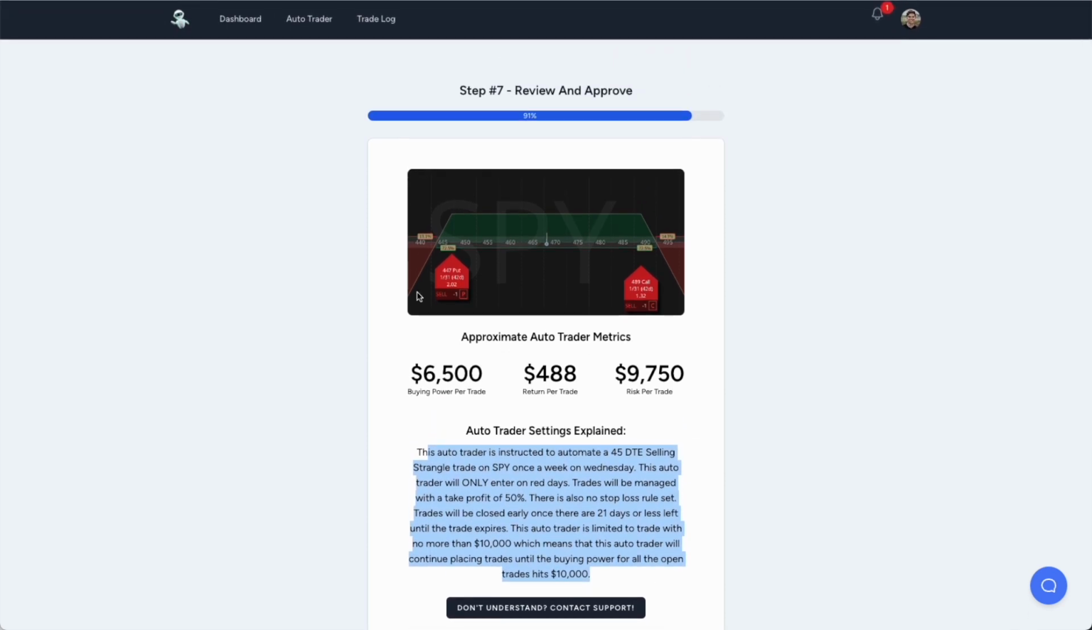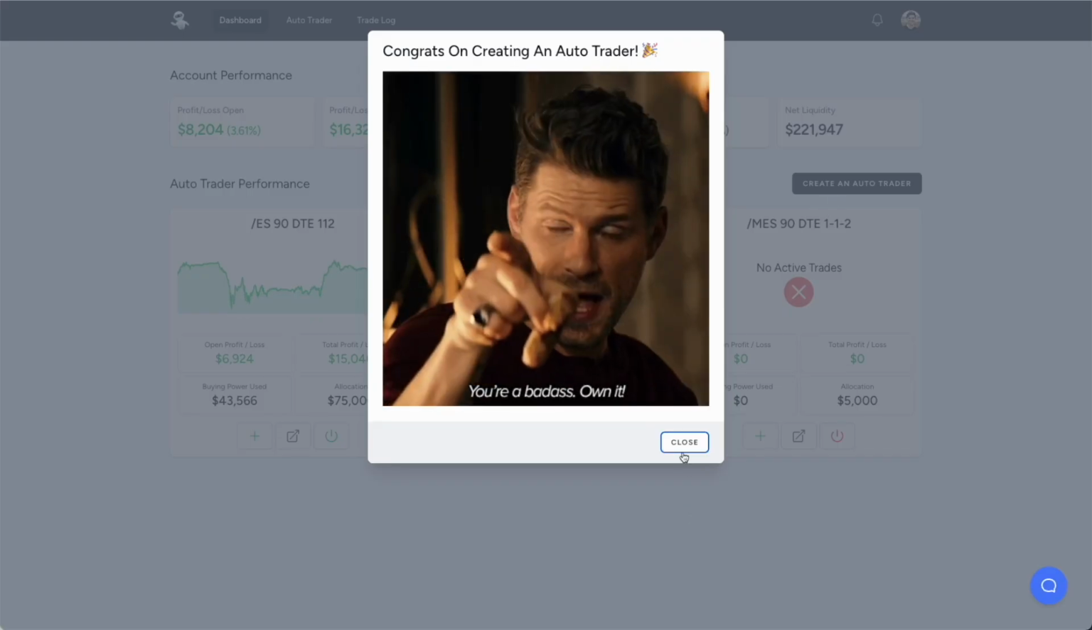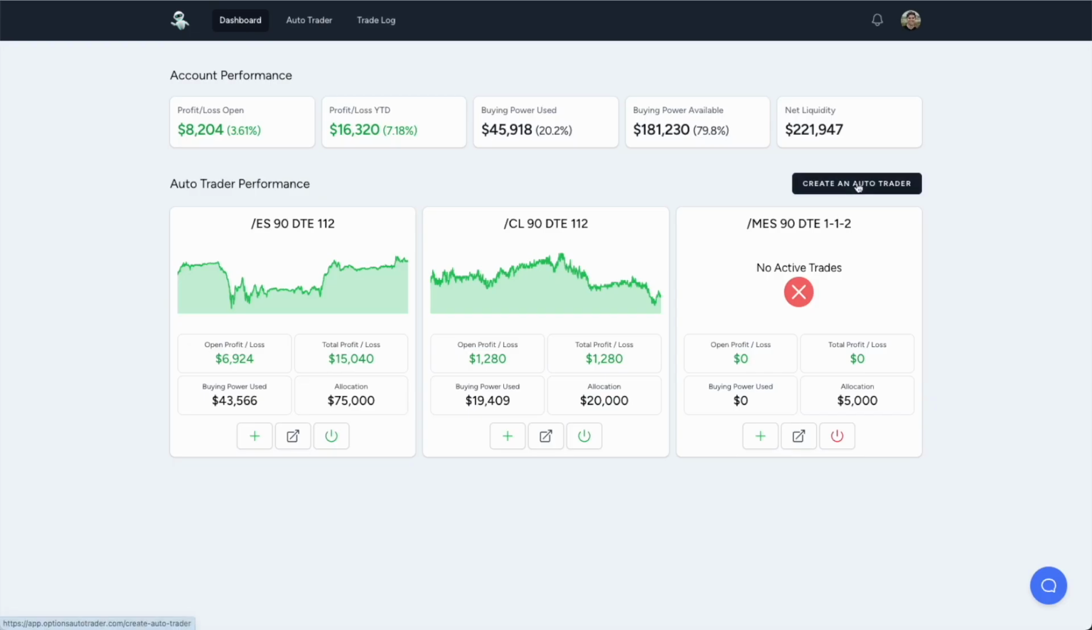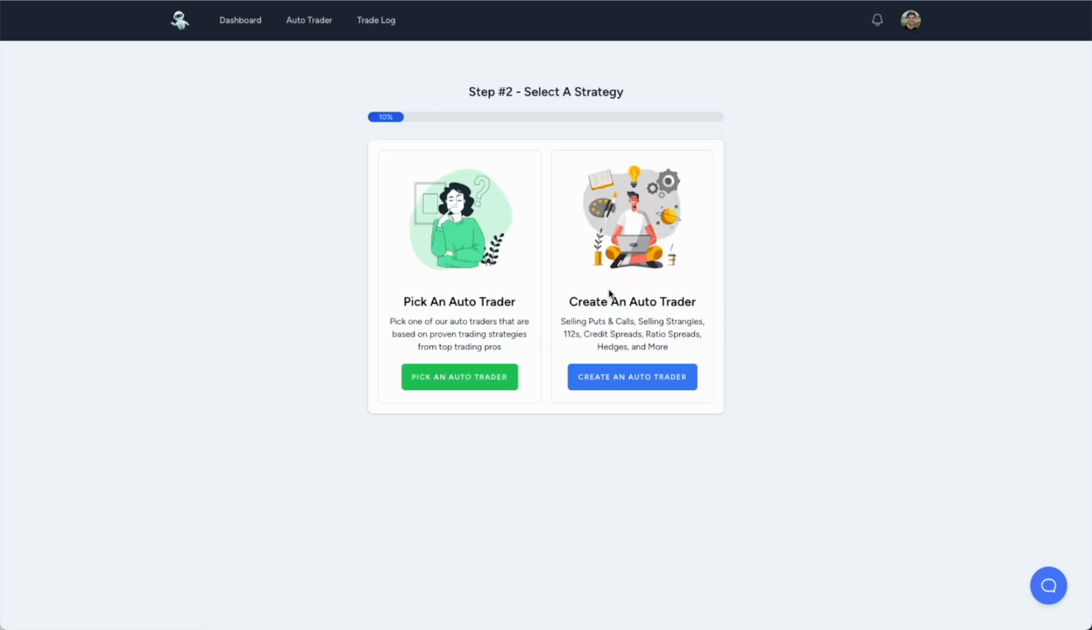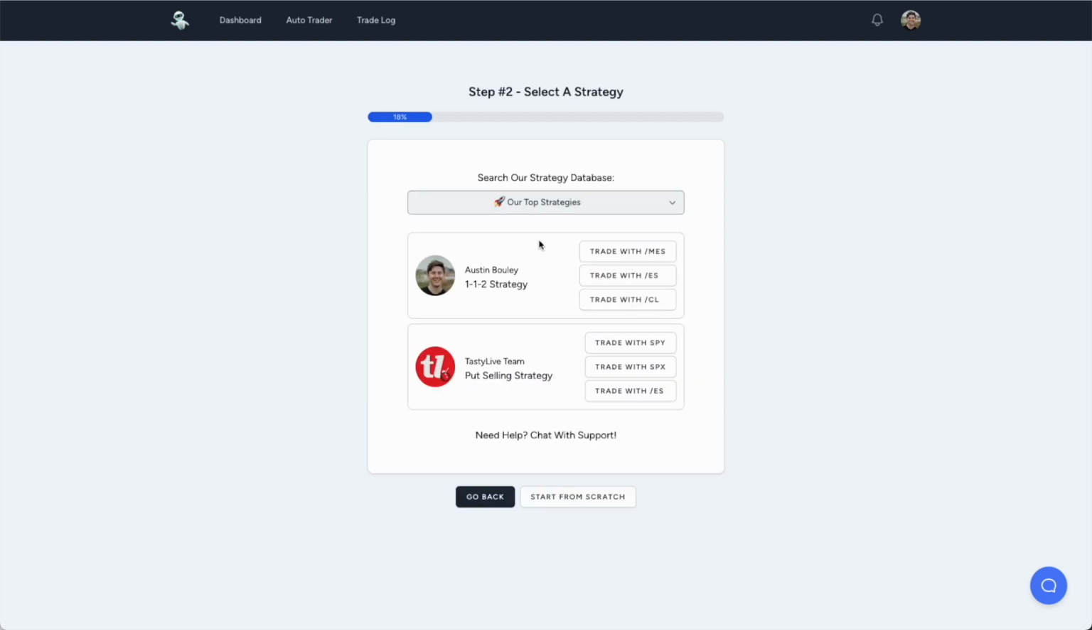But just like that, I've set up a Tasty Trade 1 standard deviation strangle that will trade for me without me letting my emotions ruin the trade. But the question is, how can I import this with 1 click? Well, if I go to create an auto trader and connect my account, and I don't want to plug in all those details, but I still want to do this strategy, I just click on pick an auto trader, and look, I have it right here.